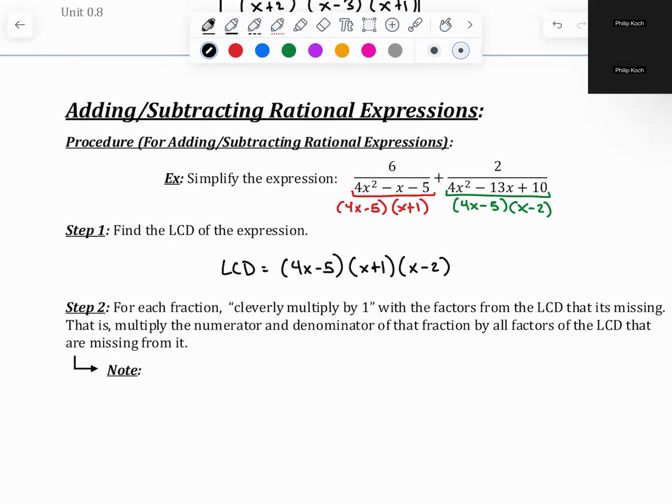Then for each fraction, just like before with numbers, we multiply cleverly by 1 so that we get the common denominator. We multiply the numerator and denominator of each fraction by all factors of the LCD that are missing from it. I forgot what the note was. When I was making this, it was like 2 a.m., and I forgot to finish it, so there's no note.